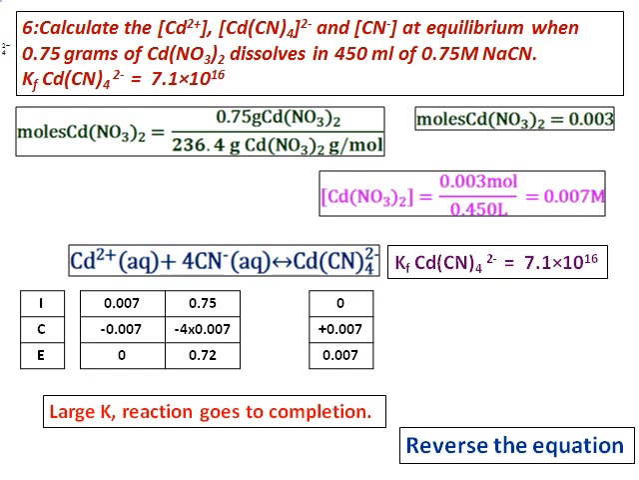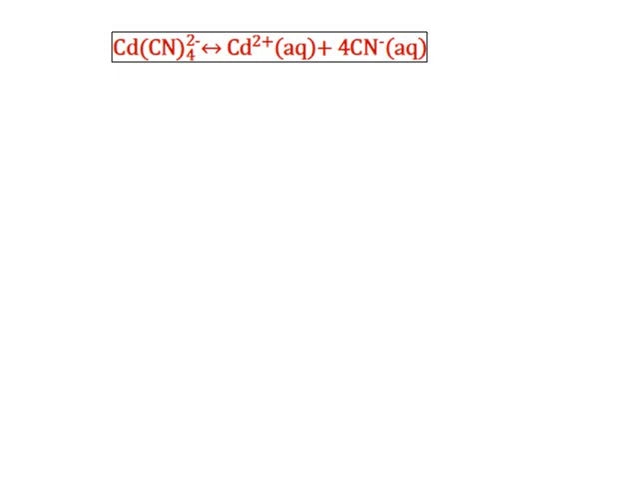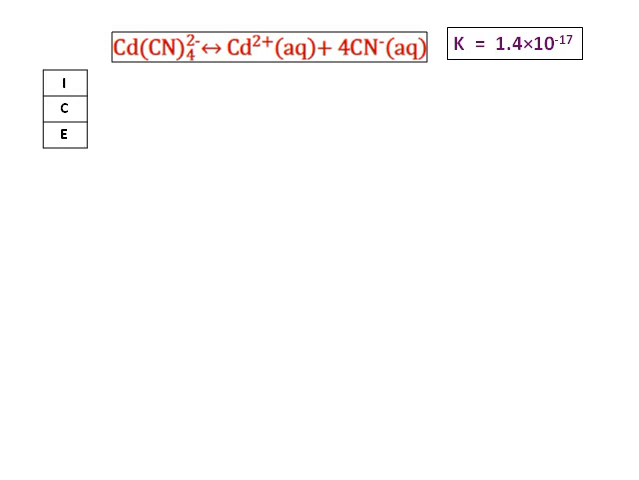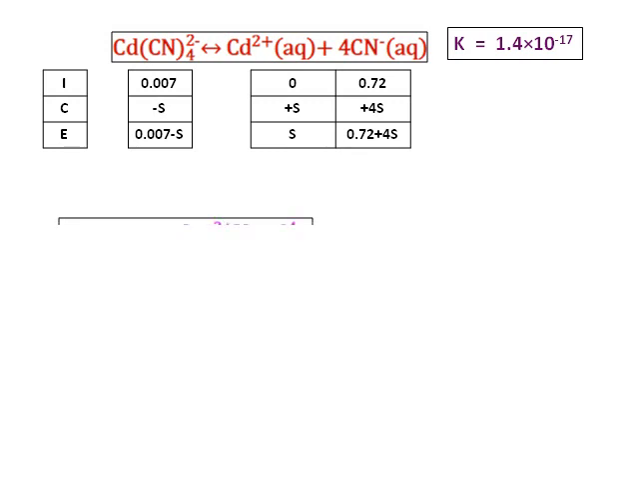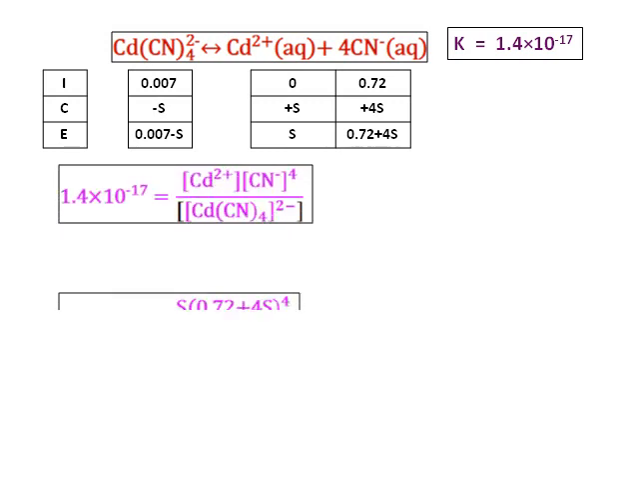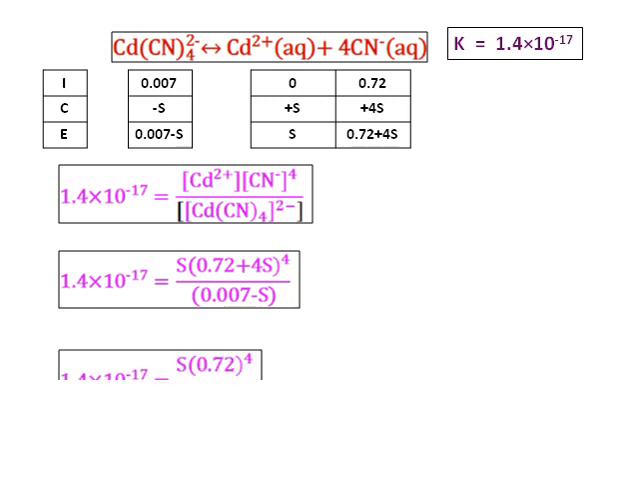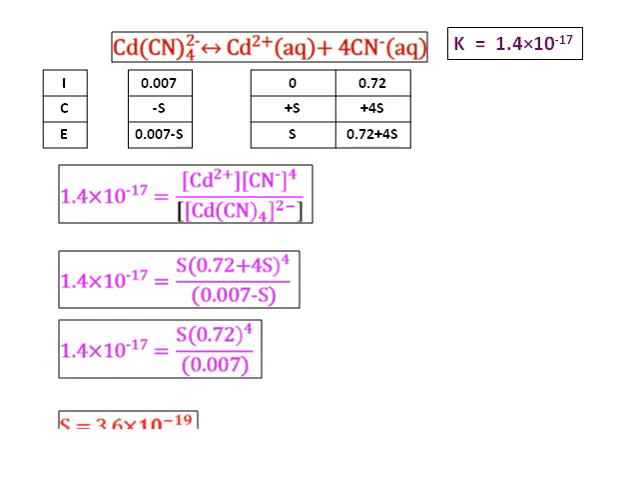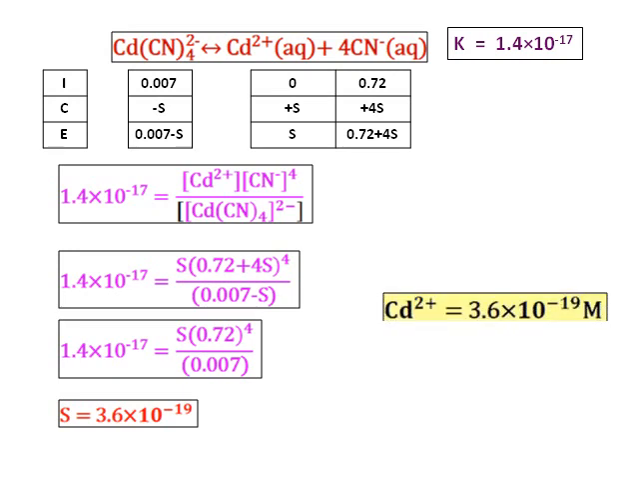Now in order to calculate the actual cadmium ion concentration, we have to reverse the equation. Let's see how we do it in the next slide. When you reverse the equation, I get cadmium cyanide complex giving you cadmium ions and cyanide, and the value of K will be 1 over K. After that, set up the ICE table and take the concentrations which you calculated in the previous phase and substitute into it. Then with the help of the formation constant, get the value of S.